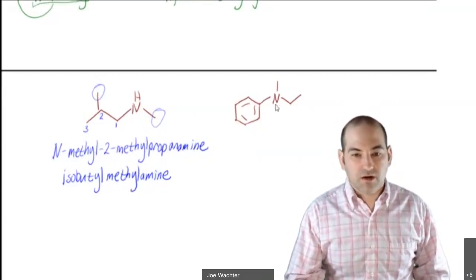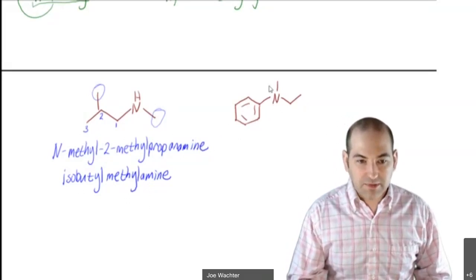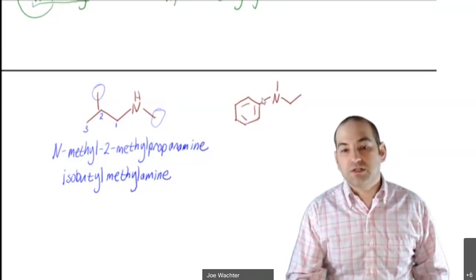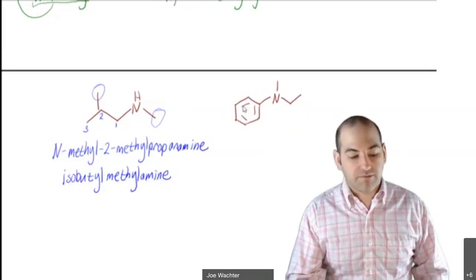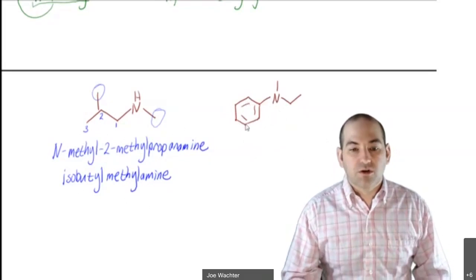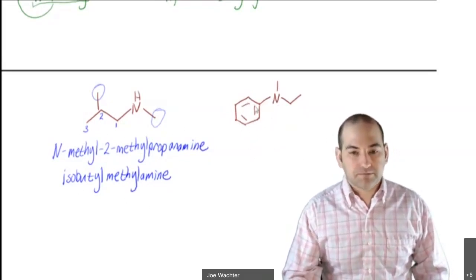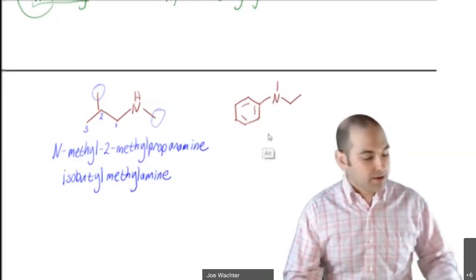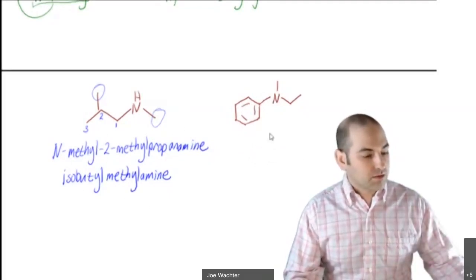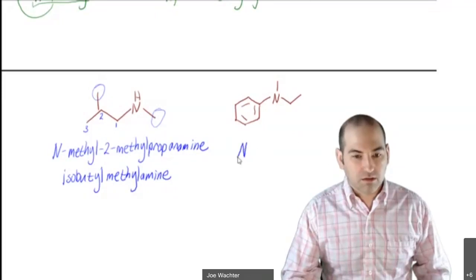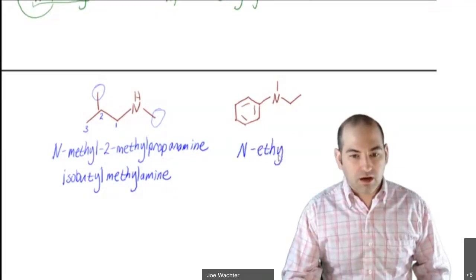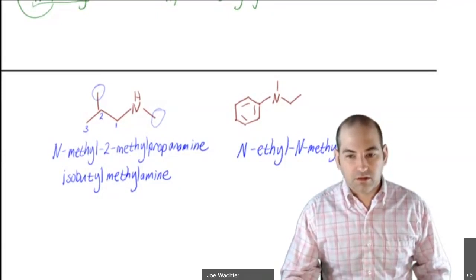So this one here, we would call this again, either, let's look at the systematic name. So in systematic naming with benzene, we still use the altered kind of benzene names based on the substituents. So this would be named as an aniline rather than a benzene, because benzene with nitrogen attached is aniline. So we would call this one N-ethyl-N-methylaniline.